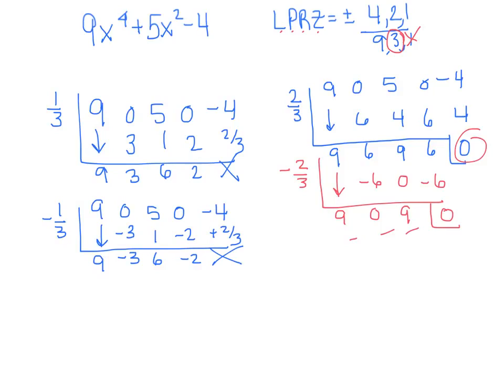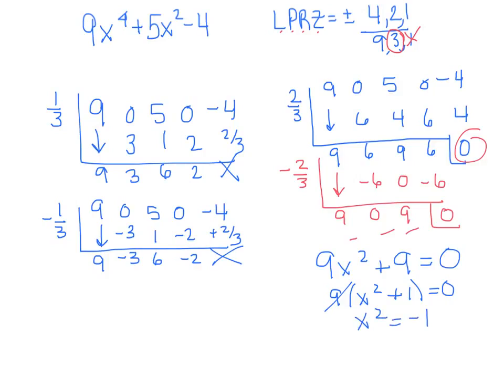So I'm going to do that. 9x squared plus 9 is equal to 0. We'll find my remaining zeros. So let's take a 9 out. X squared plus 1. Get rid of the 9. X squared is negative 1. So that tells you right there that none of these guesses would have worked anymore, because the only 2 remaining roots are plus and minus i.